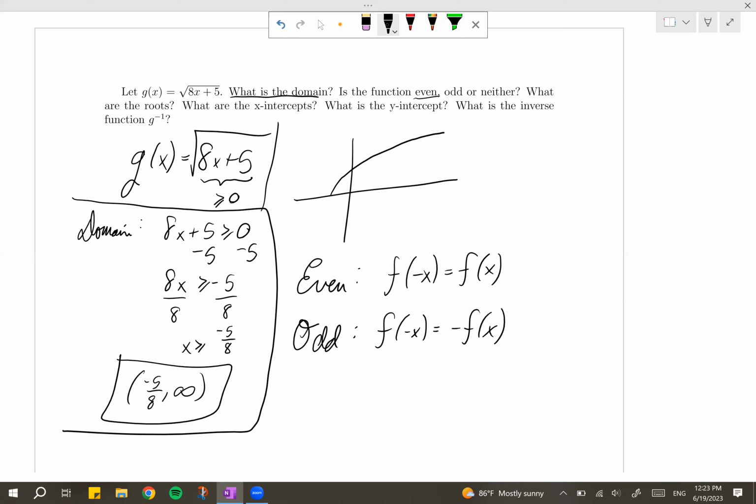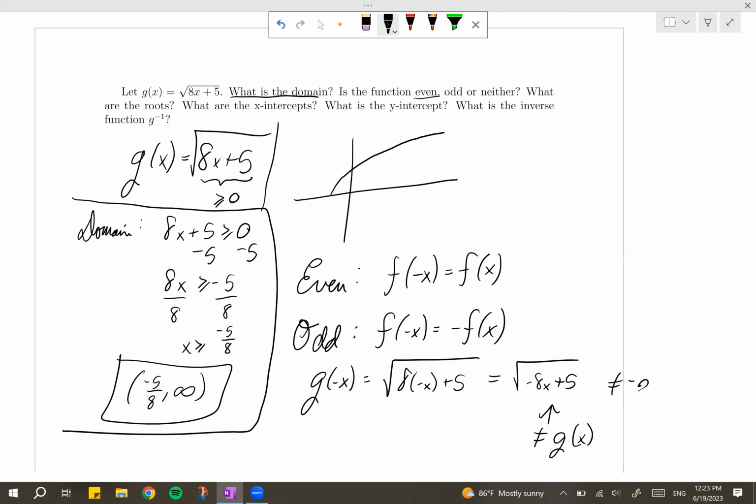And for this function, if we plug in g of negative x, we're going to get square root of 8 times negative x plus 5, which is square root of -8x plus 5. This is not equal to g of x, and it's not equal to negative g of x. So we say this is neither. It's not even and it's not odd. We can also see that because it's not symmetric in our graph here.